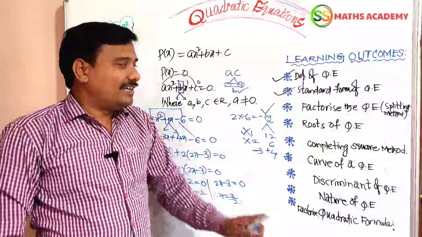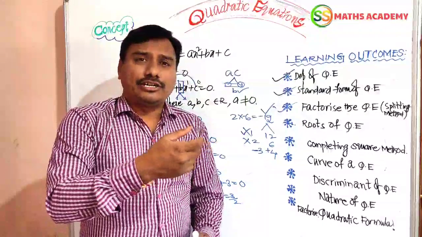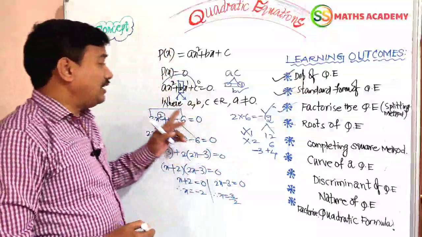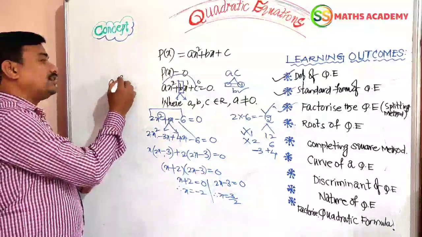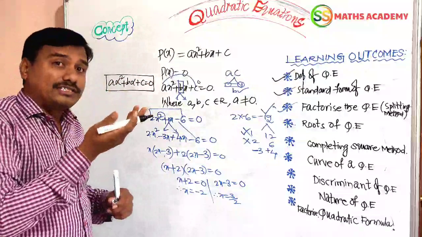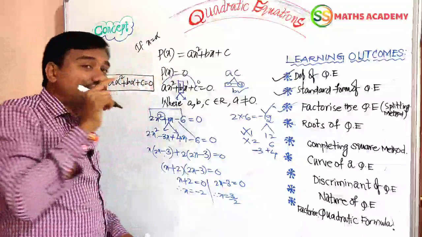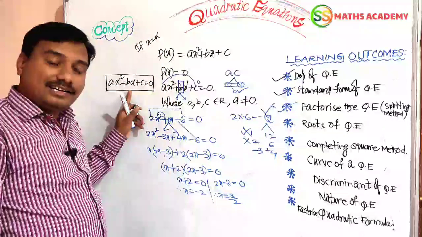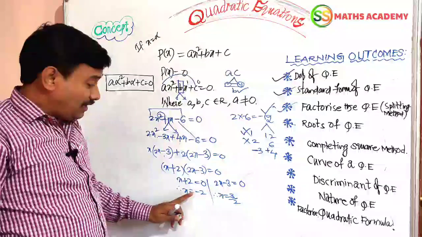Okay, friends? And next, the roots of a quadratic equation. Simple only. In general, if alpha or beta, whatever it is, alpha is a root of the quadratic equation ax square plus bx plus c equals 0, we can write a alpha square plus b alpha plus c equals 0. In other words, if x equals alpha is a zero or root of a quadratic equation, that value will satisfy the condition ax square plus bx plus c equals 0. That is the thing.